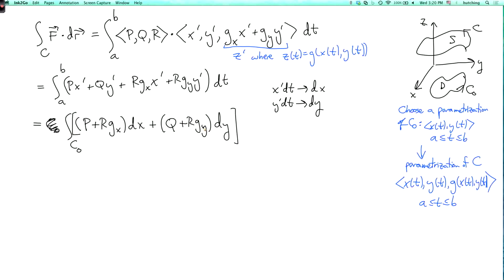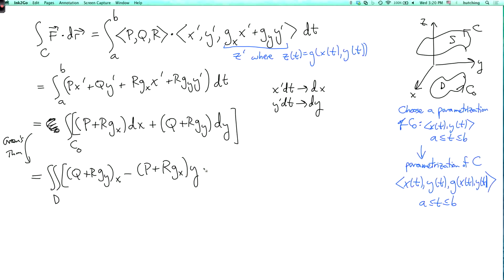And all this stuff is evaluated at this point, x of t, comma y of t, comma g of x of t, y of t. Okay, now I can use Green's theorem to rewrite this as the double integral over D of q plus r g_y, x minus p plus r g_x, y dA.